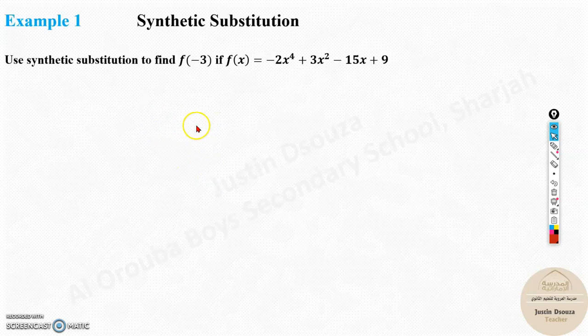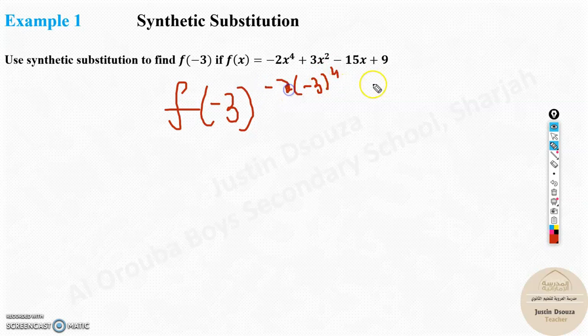So now let's go to the first example. We need to find the remainder using synthetic substitution. Over here, they have given f of minus 3. The function is given, so you can solve it directly by substituting minus 3 instead of x. The way is very simple. Instead of x, you need to substitute minus 3, the whole power 4. Everything else remains the same. Plus 3 into minus 3, the whole square, minus 15 into minus 3 plus 9.